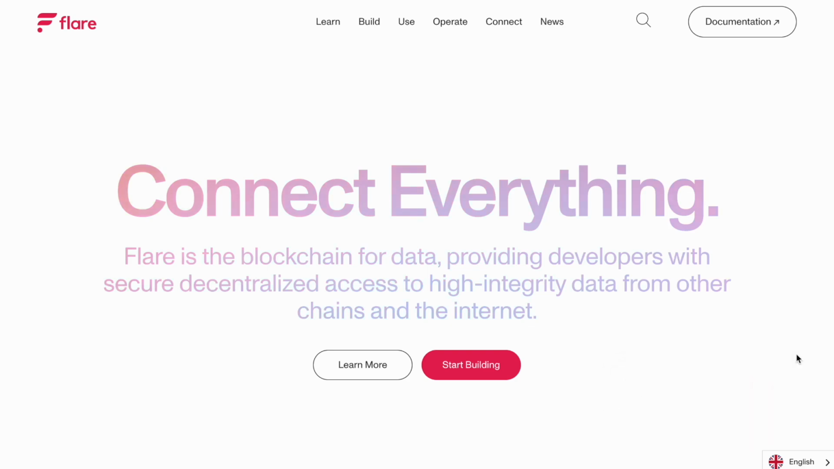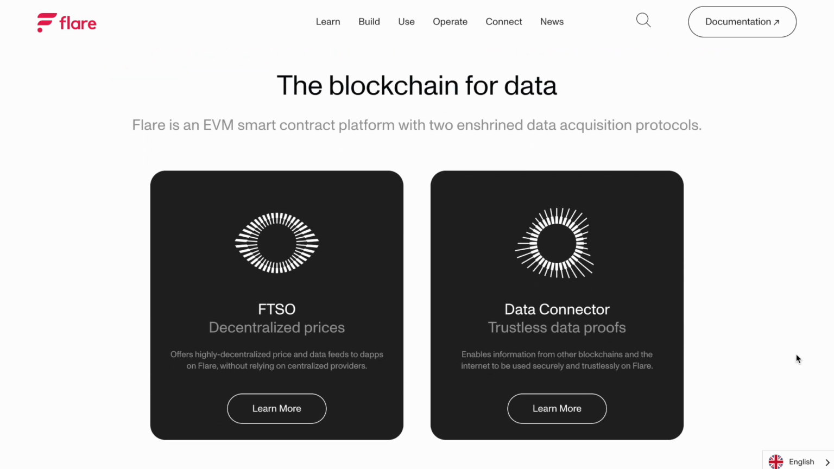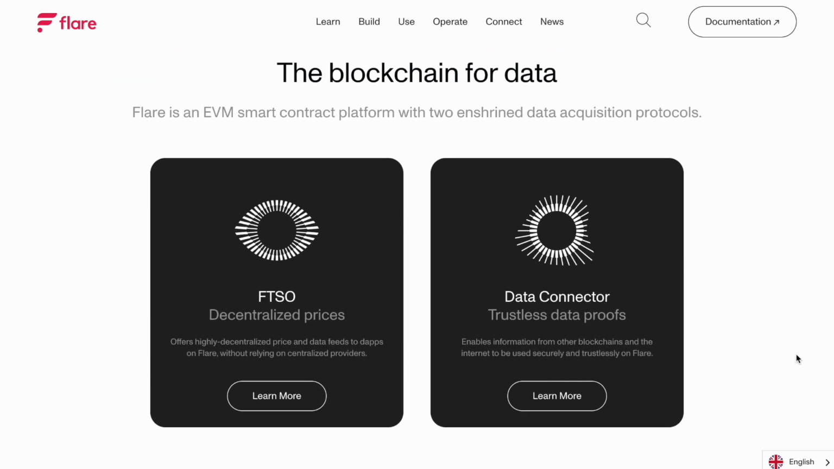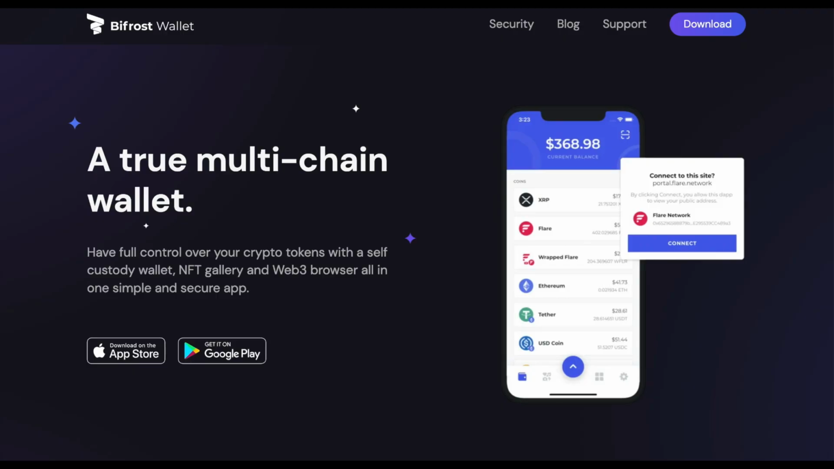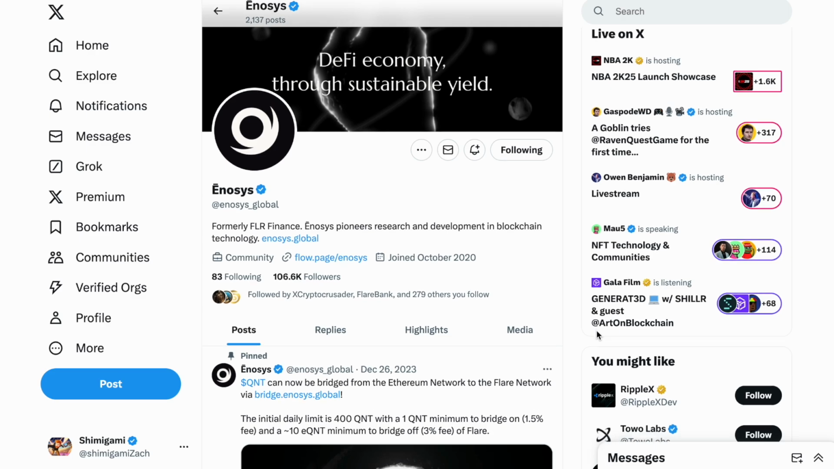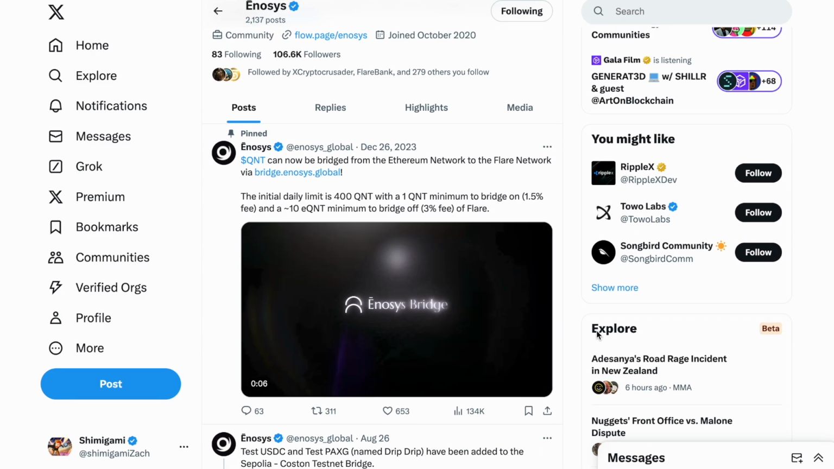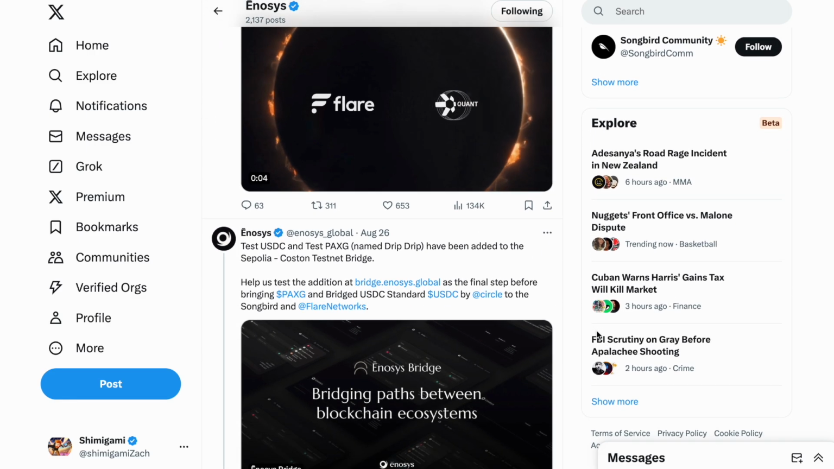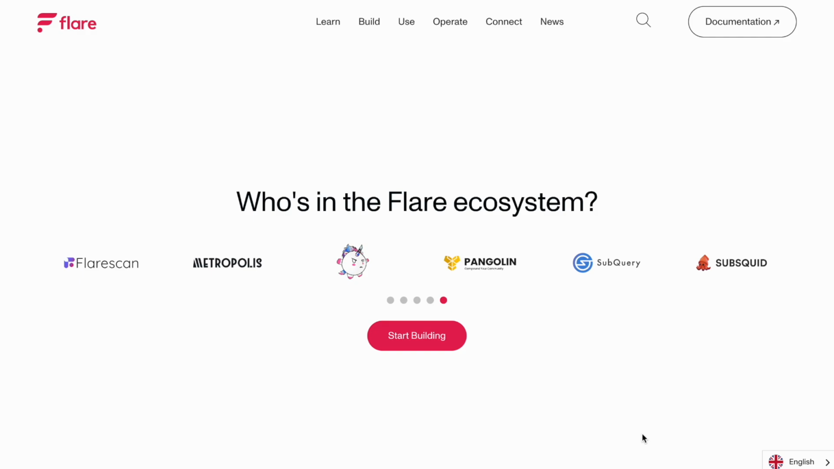If you're delegating Flare or Songbird, you're going to get paid delegation rewards twice a week from your FTSO. If you're using the Bifrost wallet, you could take those delegation rewards and put them to work elsewhere. Now, what I've been doing, I've been taking these delegation rewards and putting them to work on Enosys and Kinetic. Let's take a look at how that works.